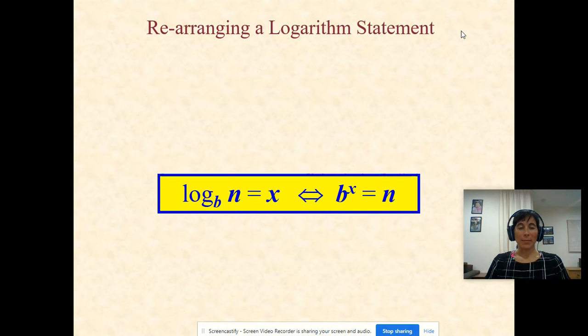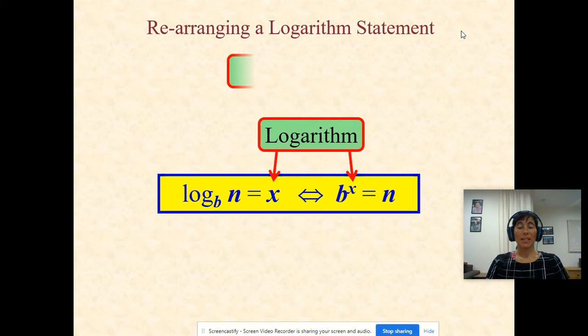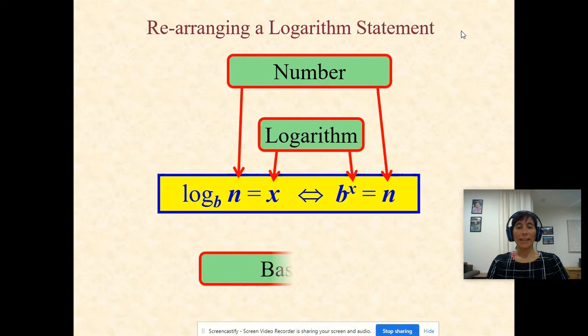Log n to the base b equals x is its log form, and that can be converted into index form of b to the power of x equals n. Within this, x is representing the log, n is the number, and b is the base.